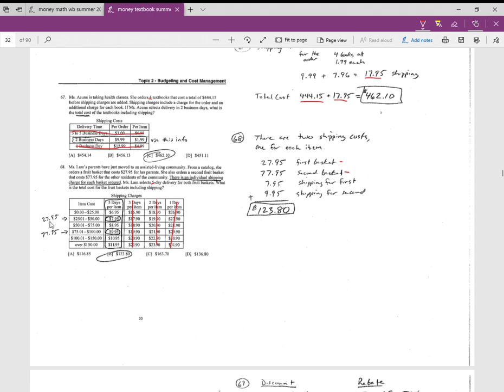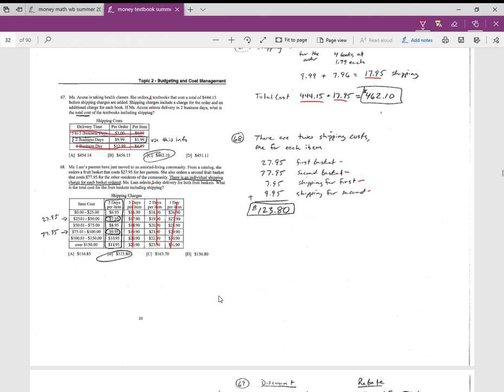That is based on the price of the basket. So the first one, $27.95, is between $25 and $50. Under 5-day delivery gives us this total of $7.95. So that's where this comes in. Then the other basket is $77.95. That's between $75 and $100. So for a 5-day delivery is $9.95. So there's the shipping right there. So we have the price of the 2 baskets, the shipping for each one of them. We add up all 4 of those things, we get $123.80.